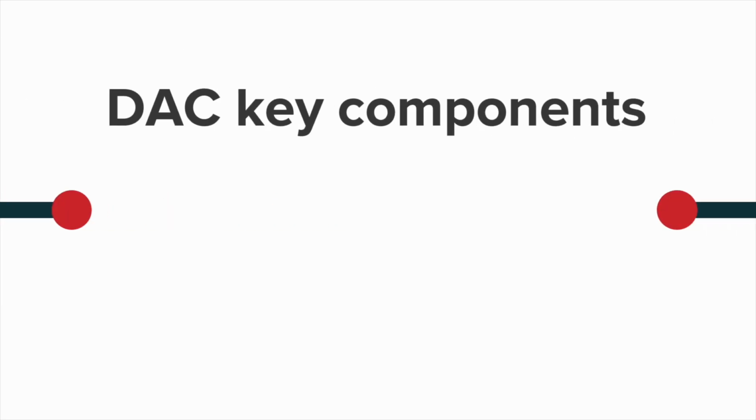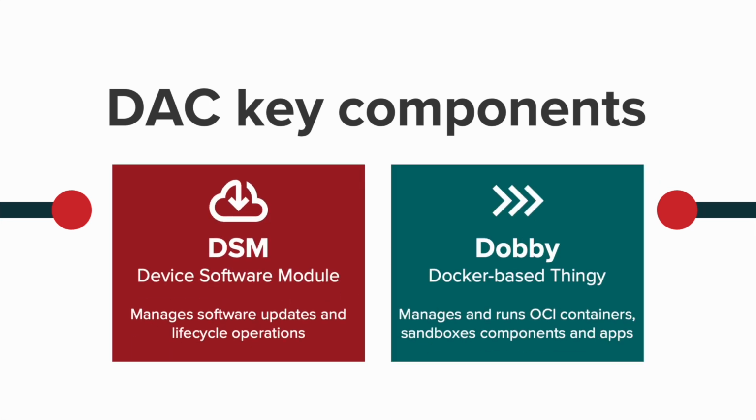With DAC enabled, the system is equipped with two key components, DSM and Dobby. DSM stands for Device Software Module. This component manages software updates and related lifecycle operations such as scheduling, rollback, and version reporting. Dobby, or Docker-based thingy, is used for managing and running OCI containers, where OCI stands for Open Container Initiative Specification. Dobby component takes care of sandboxing RDK components and apps. In other words, you can think of DSM as a package manager, while Dobby is the engine that runs the packages.